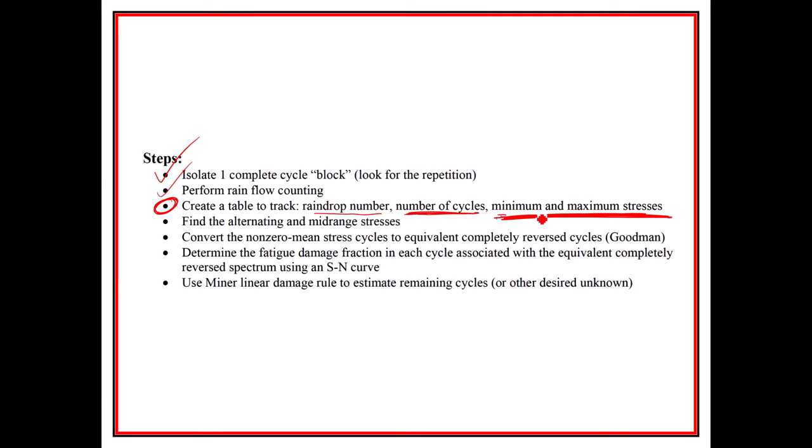Now from the minimum and the maximum, we find the alternating and the mid-range stresses. We convert everything that's a non-zero mean stress into equivalent completely reversed stresses, right? And then we determine the fatigue damage fraction in each cycle associated with that completely reversed stress. So we employ Miner's method here, the Miner linear damage fraction, and then we use it backwards to estimate the remaining life.